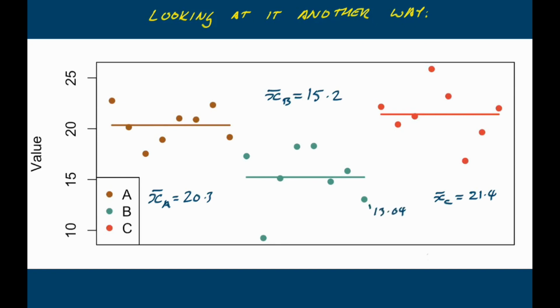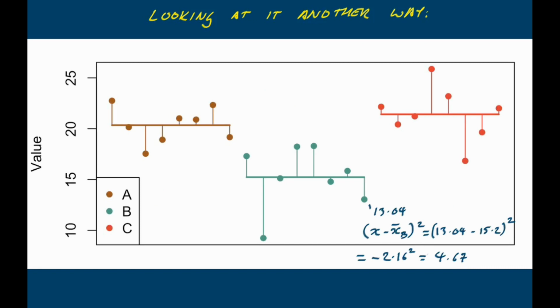So going back to our data point with a value of 13.04, the mean for that group is 15.2, so our calculation is now 13.04 minus 15.2 squared, and if we work that out, it's minus 2.16 squared, which is 4.67. So for that particular data point, its contribution to the error sum of squares is 4.67, and we would then do that for every data point in our variable once again.